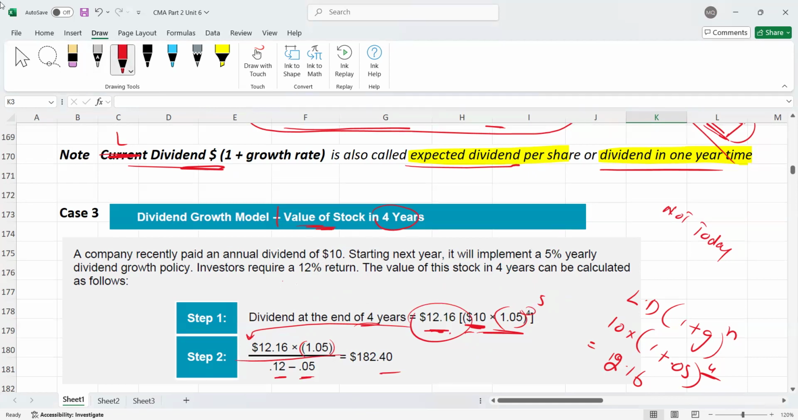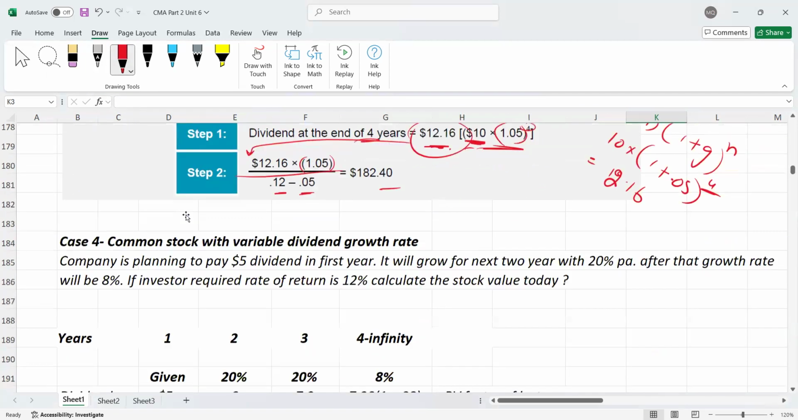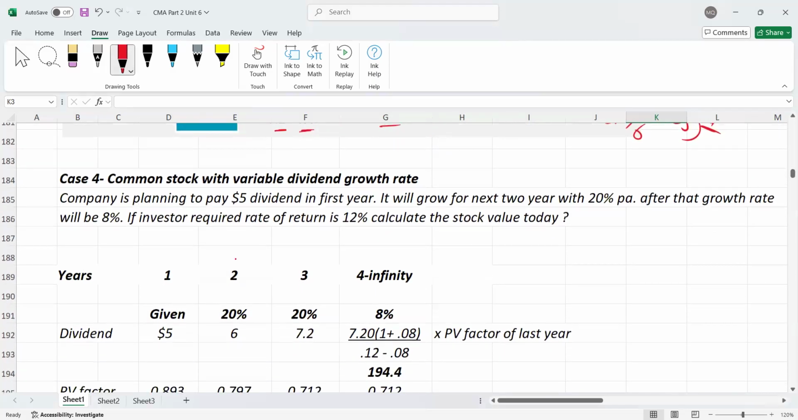And now the fourth scenario. This is called what? Variable dividend growth rate. Okay. What is variable dividend growth rate? So guys, for example, in your exam question, he may tell you two different growth rates. For example, maybe for the first 2, 3 years, the growth rate for the dividend is different. And then from after 2 years onward, or maybe after 3 years onward, or maybe after 5 years onward, the growth rate is different. So this is what is called variable dividend growth rate.